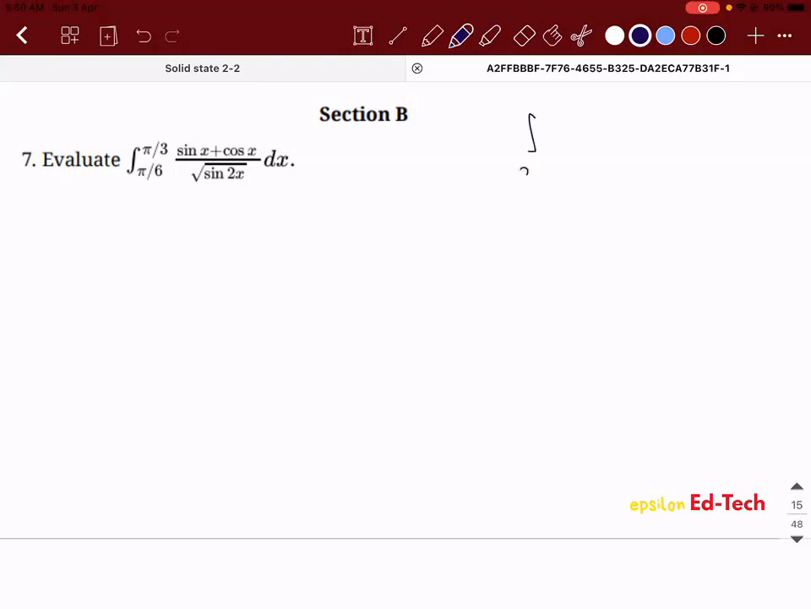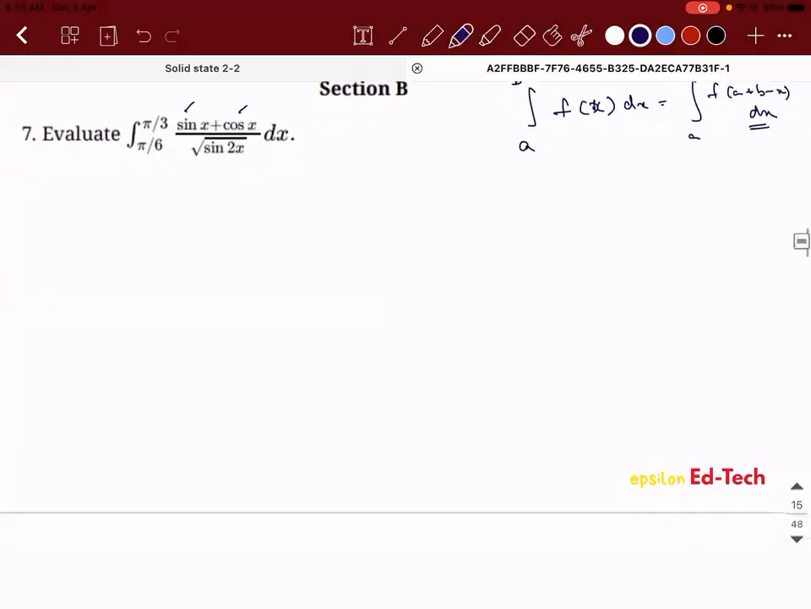So once I look at this, I get this idea. Integral of a to b, f of x dx is equal to integral of a to b, f of a plus b minus x dx. But if I do that, here sin x will become cos x will become sin x, and the denominator will remain the same. So there is no point in doing it. Instead, what we can do is take the integral of this as t.